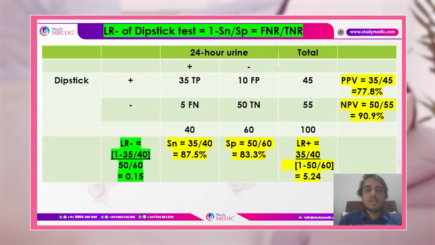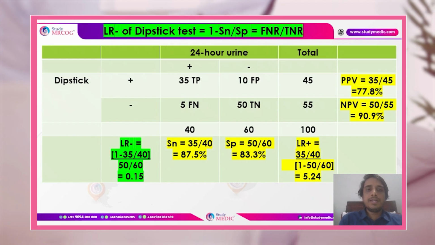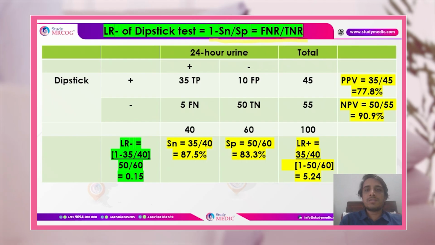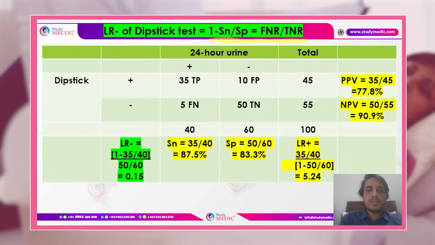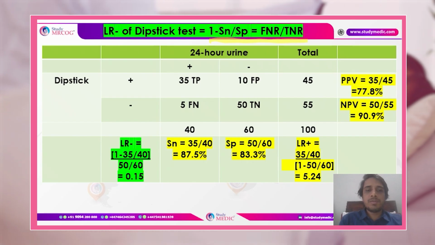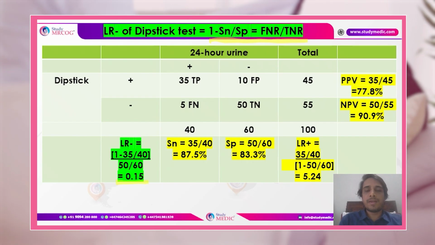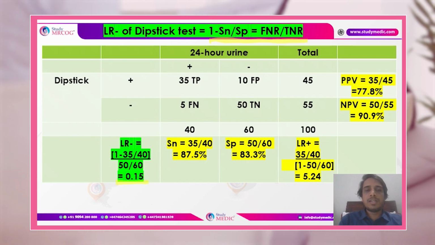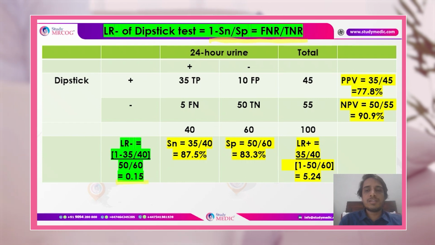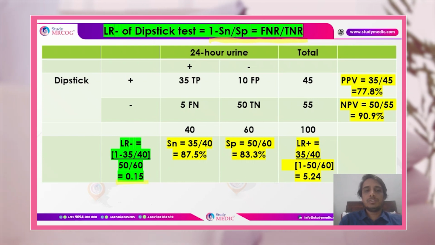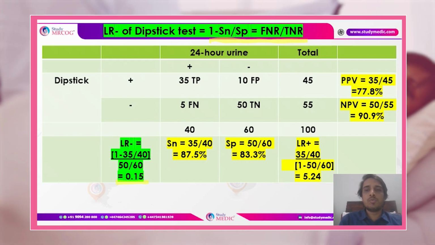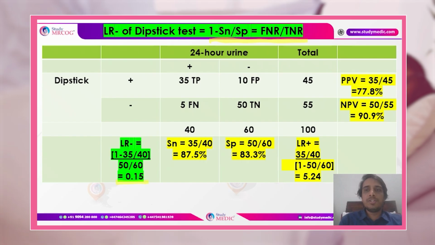Now what is the negative likelihood ratio? Negative likelihood ratio is 1 minus sensitivity divided by specificity, that is false negative rate by true negative rate. So 1 minus sensitivity is 1 minus 35 by 40, divided by specificity, which is 50 by 60. When we solve, it comes to around 0.15. So it is again not a very great discriminatory test, even when it is negative, because it should be less than 0.1 to be a very good discriminatory test.